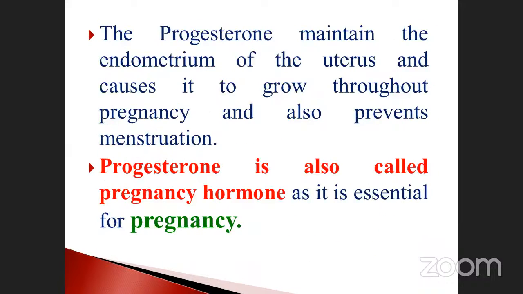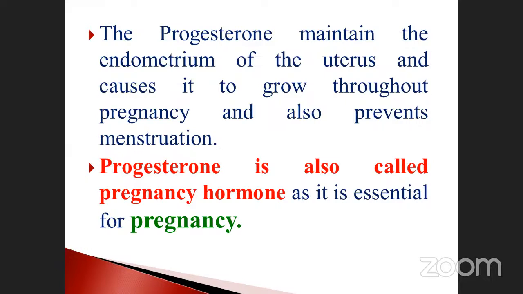Progesterone maintains the endometrium. This is very, very important. Progesterone maintains the endometrium of the uterus, causes it to grow throughout the pregnancy, and also prevents menstruation. Menstruation is prevented by which hormone? Many times they have asked this question. During pregnancy, menstruation is controlled by progesterone. Don't forget it.